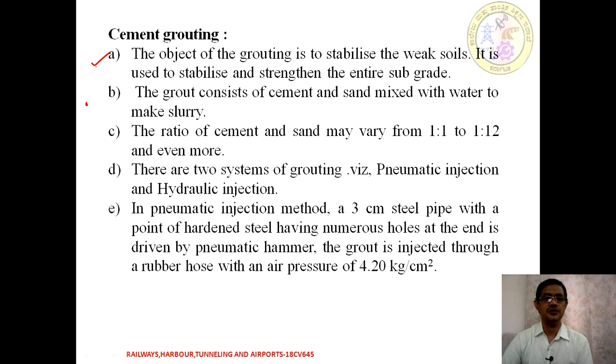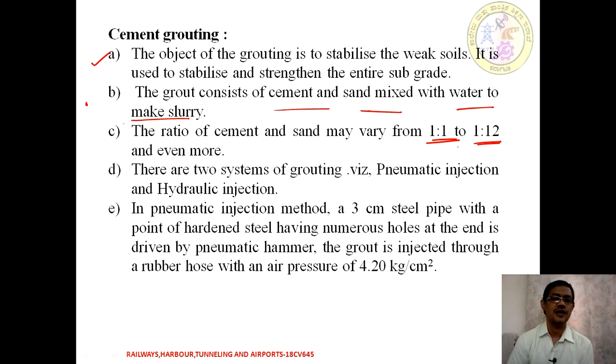The grout usually consists of a mixture of cement and sand, mixed with water to make it a slurry. Usually the ratio is going to be 1:1 or 1:12, based on our requirement. After mixing this slurry, we pump or grout this into the ground by using either of two grouting systems. One is pneumatic injection, another one is hydraulic injection.